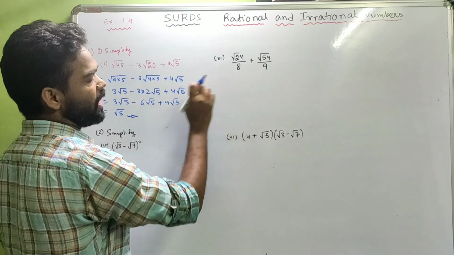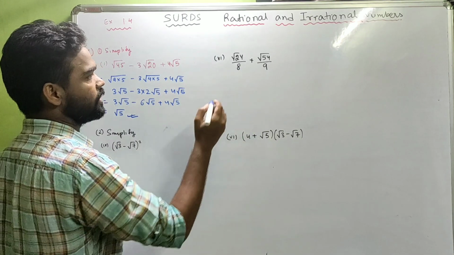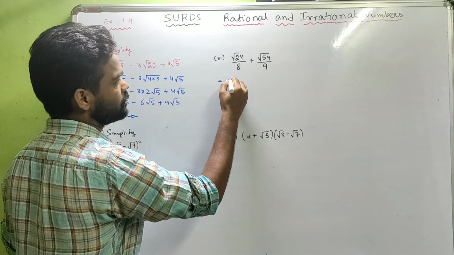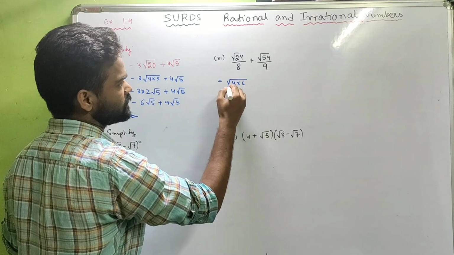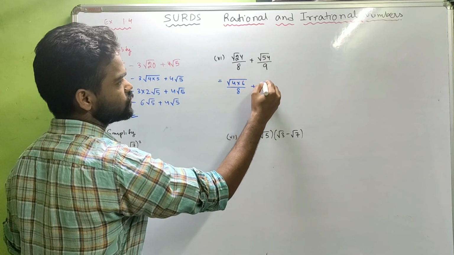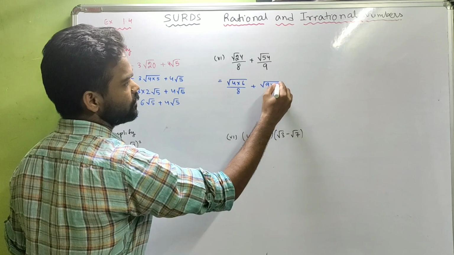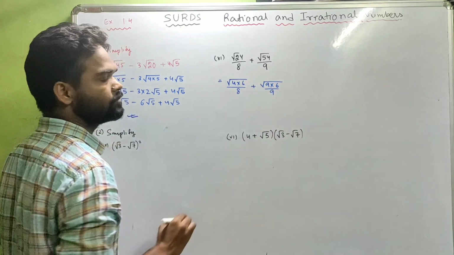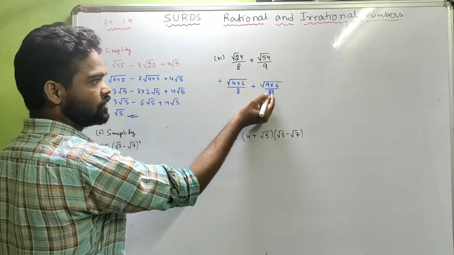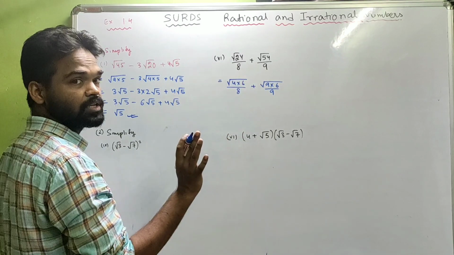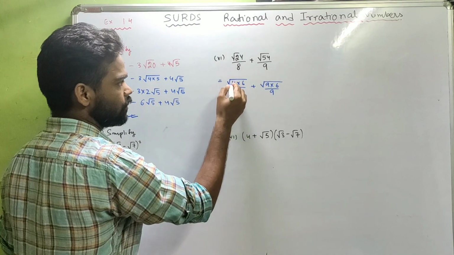Now look at part 6. Root 24 by 8 plus root 54 by 9. So this we can write 4 multiplied by 6 by 8, plus this we can write 9 multiplied by 6 by 9. Can we write this? Never cancel these two. Be careful. One is inside the root, one is outside the root. They won't cancel.